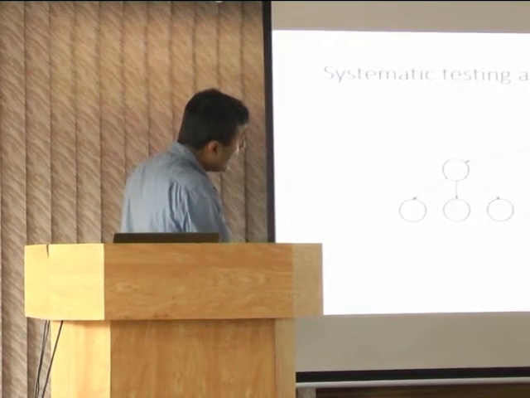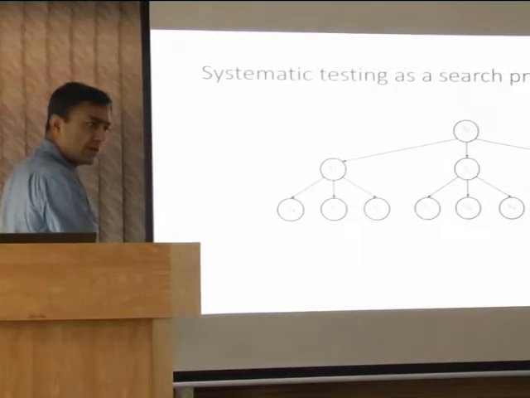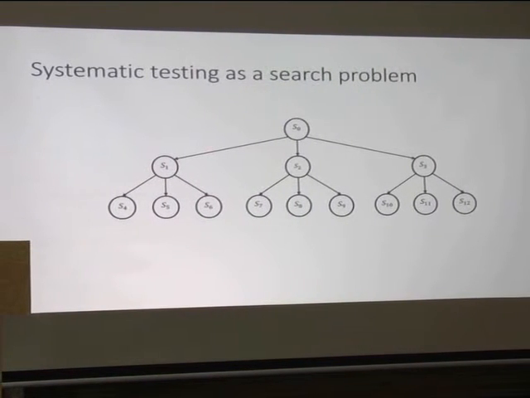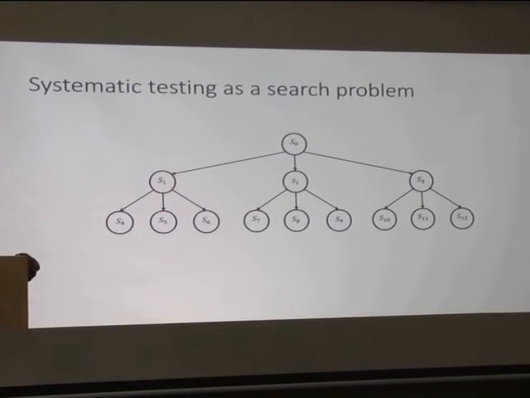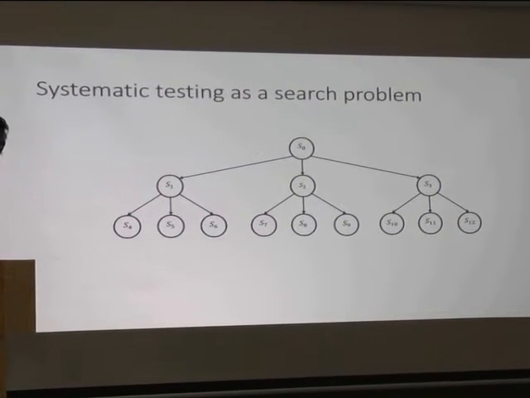You start from this initial state, and then you pick some arbitrary order of the edges and explore them in that order. Let's say we explore these edges left to right. What we'll do is we'll have a stack. So we push S0 on the stack, and then we take this transition and arrive at S1. Well, S1 has more children, so we continue the execution. Now we push S1 on the stack and then examine its children, and so on.